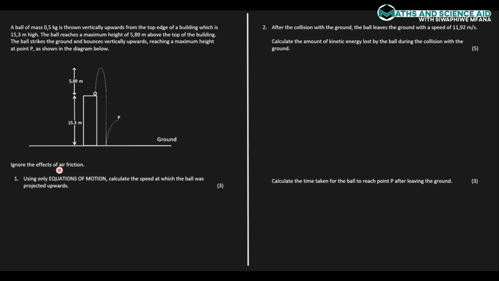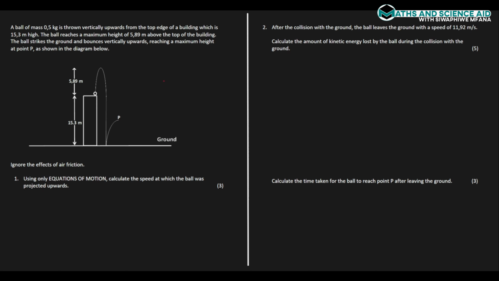This indeed confirms that here we are dealing with a projectile because by definition, projectile motion refers to the movement of an object where it's only the gravitational force that influences it. So let's look into the first problem. Using only equations of motion, calculate the speed at which the ball was projected upwards.